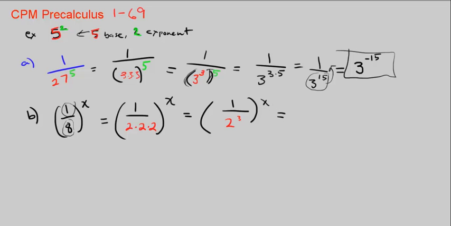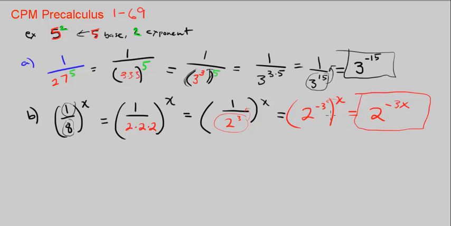If we want to move the denominator up to the numerator, we just make this a negative 3. So this is equal to 2 to the negative 3 to the x power. The properties of exponents allow us to multiply x times negative 3, which gives 2 to the negative 3x power. So this is the answer to B, with the smallest base possible. The base here is 2. We went from the base being 8 to the base being 2.